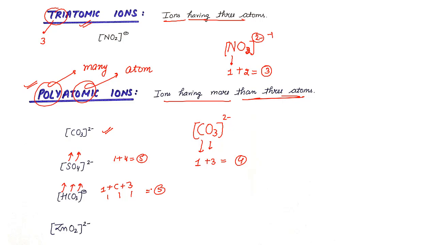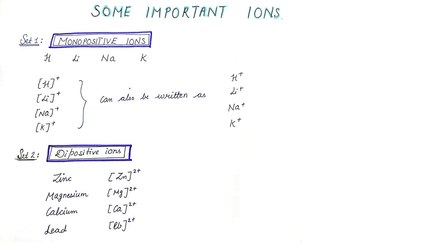Okay, and the last option I have written is ZnO2 2 minus. So 1 zinc and 2 oxygen, so 3 atoms. I should have written it here because it's an example of a triatomic ion. So I hope till here you got to know what ions are and how they can be classified.